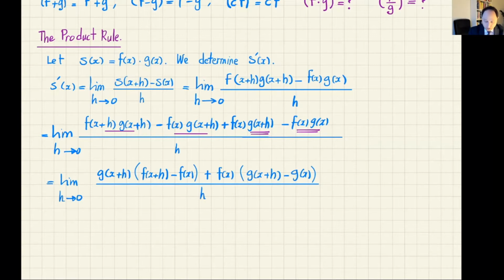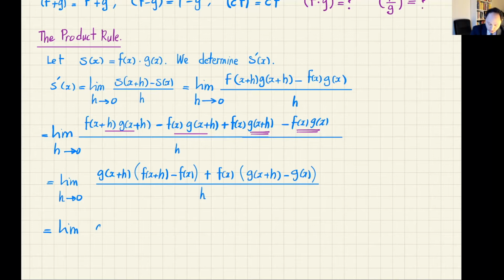Now, hopefully you realize why this is useful, because this combination divided by h is nothing except the derivative of f, and this combination divided by h is nothing except the derivative of g. So it means that I was somehow able to connect the derivative of the product to the derivative of these individual functions. But let me just change it a little bit. So I will write it in this form.